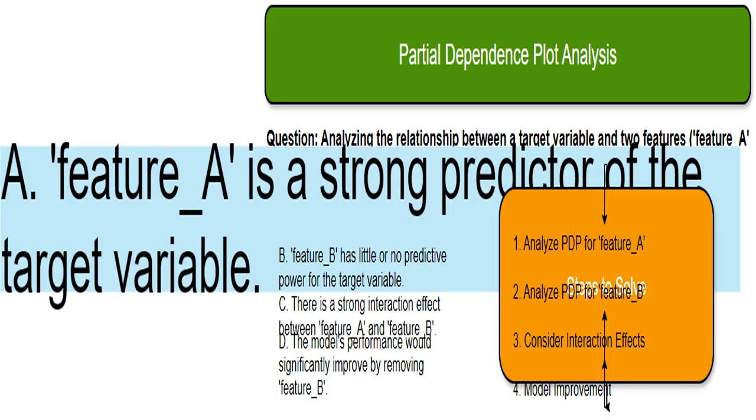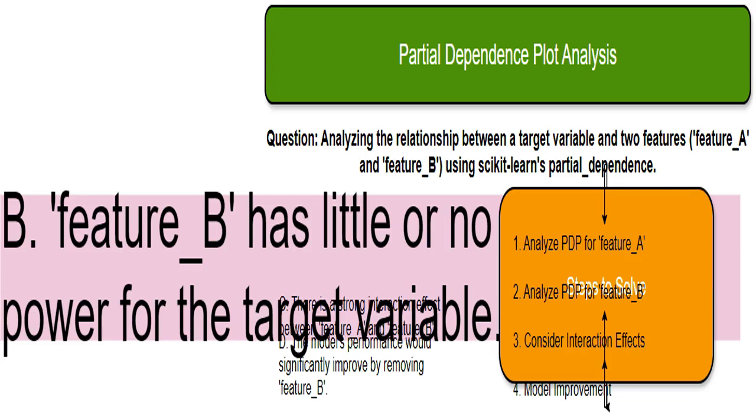Based on the positive slope of the PDP for feature_A, I can say that this is likely true because that positive relationship shows that feature_A strongly influences the prediction. That's a strong indicator. The flat PDP for feature_B suggests that feature_B probably has little to no effect on the target variable, making this a very likely outcome. That PDP is pretty flat.